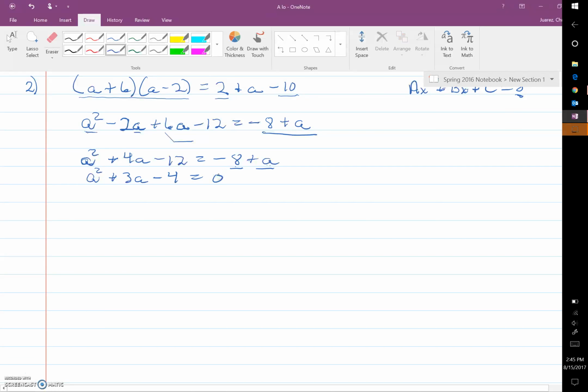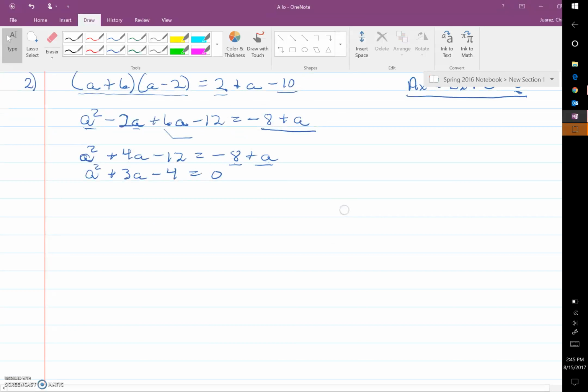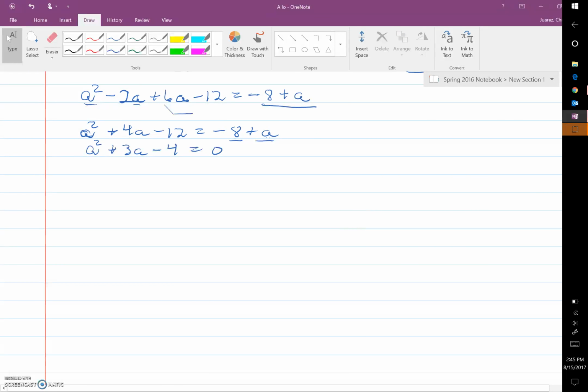Now, I did all that just so I could get it into standard form, and now I'm ready to start the problem. Okay? So, I have to ask myself, rule number 1, is there any greatest common factor? Well, there is not. So, rule number 2, is it a special factoring form? Again, we're just going to say no for right now. And rule number 3, is it a trinomial? Well, it is. Here's a squared is one term, 3a is a second term, and negative 4 is a third term.